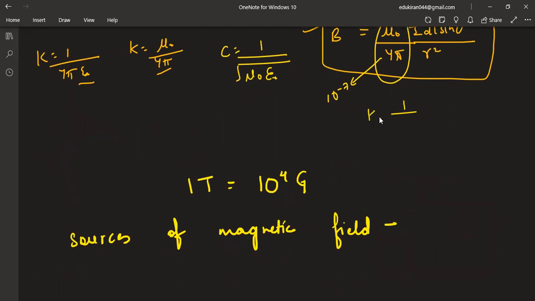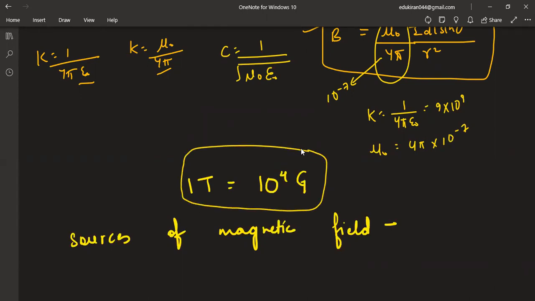In your electric field, you had 1 over 4 pi epsilon naught, which was 9 into 10 to the power 9. Here mu naught is 4 pi into 10 to the power minus 7, or mu naught by 4 pi, you can say, is 10 to the power minus 7. Now, this relation will be used a lot in your board exam preparation. Also, you must have seen Gauss given in the questions. In your previous year questions of JEE, you will see Gauss is mentioned.